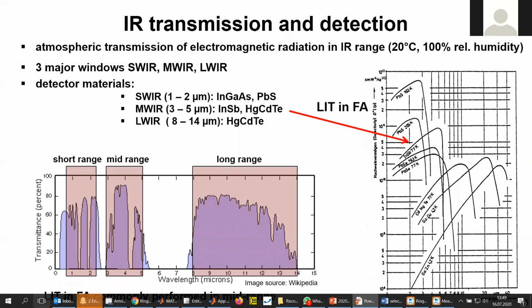In this graph down here, we see the atmospheric transmission of electromagnetic radiation in the infrared range at 20 degrees Celsius and 100% relative humidity. We see 3 major windows, which are the short range, mid-range, and long-range window. Lock-in thermography in failure analysis, we do in the mid-range window, which ranges from 3 to 5 microns. The detector material that is commonly used is indium antimonide with the sensitivity curve shown here.